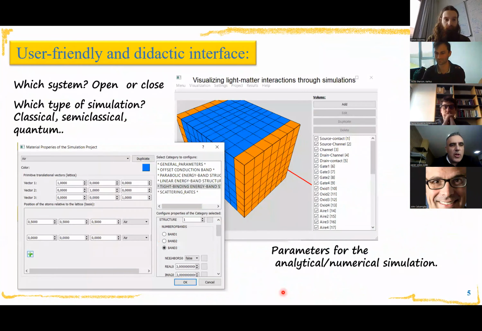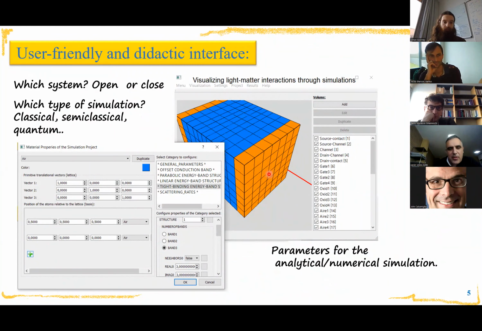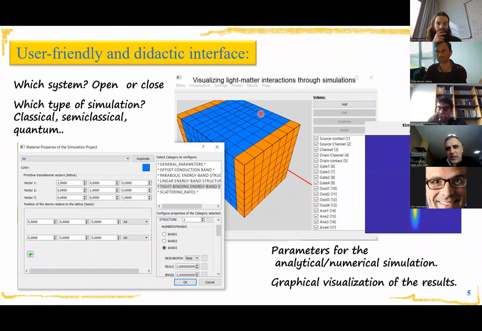Okay, so what will the students find? It will be a program more or less like this, where they will choose which system they want to study, which type of simulation, classical, semi-classical, or quantum, and then for each type of simulation, which parameters, wave packets, everything, parameters that can be adjusted, such as the alpha that provides the interaction between the light and the electron, and several other parameters. Finally they will make a run and see the results of the simulation, and the idea is to be user-friendly and very didactic for the students.